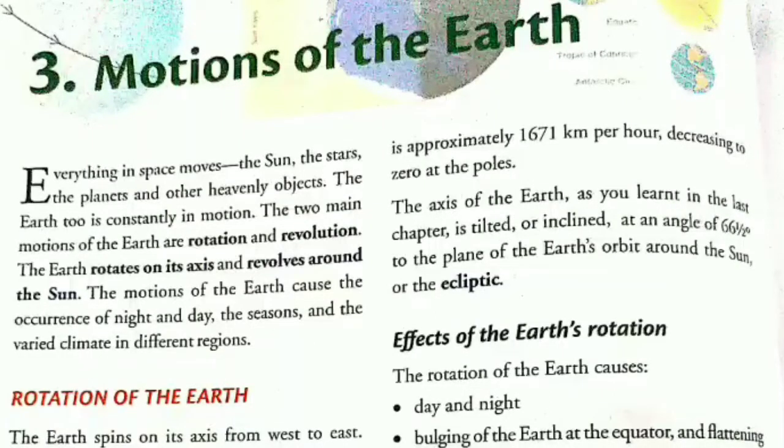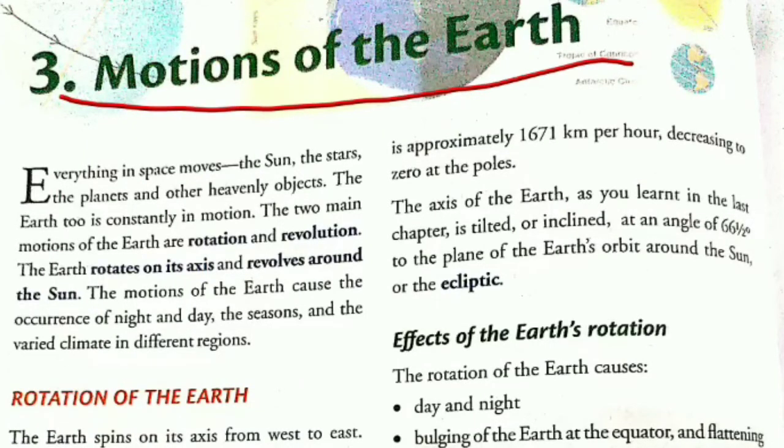So dear children, today we will study the third chapter of geography, that is motions of the earth. You know that everything in space is continuously moving. All the celestial bodies like the sun, the stars, the planets and all the other heavenly bodies are in continuous motion. Even our earth is continuously moving. The two main motions of the earth are rotation and revolution.